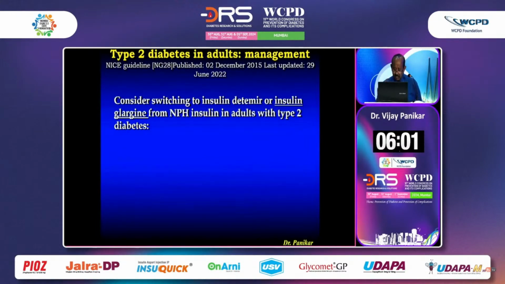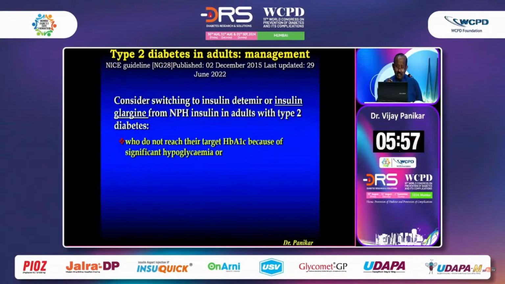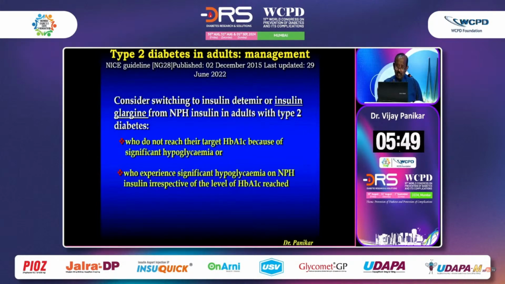When? First is those patients who do not reach the target HbA1c because of significant hypoglycemia. Then you switch to analog. Or who experience significant hypoglycemia on NPH insulin irrespective of the level of HbA1c. So if you're getting hypoglycemia, that would be the indication to use an analog basal.